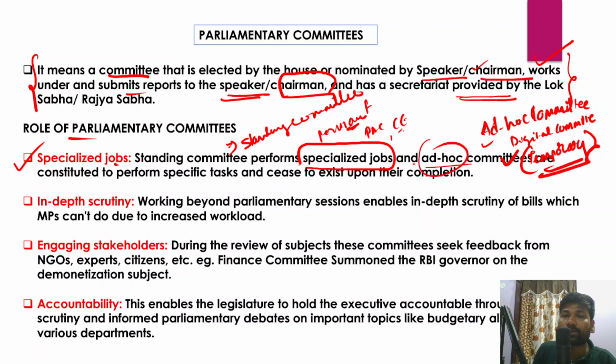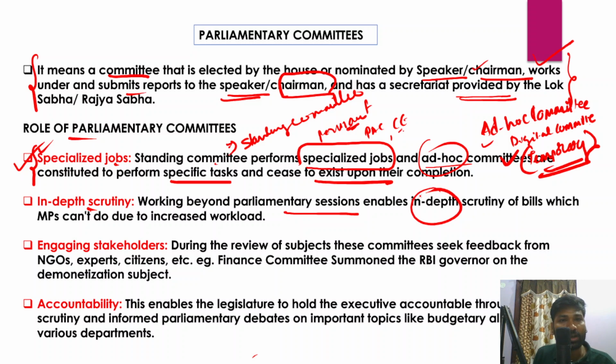So this is the difference between the ad hoc committees and the standing committees of the parliament. They are constituted to perform specific tasks, and they cease to exist upon their completion, right? That's why we can say that they perform specialized jobs. They also do in-depth scrutiny of different matters. For example, working beyond the parliamentary sessions enables in-depth scrutiny of different bills.